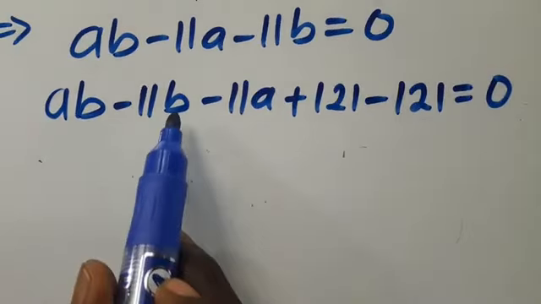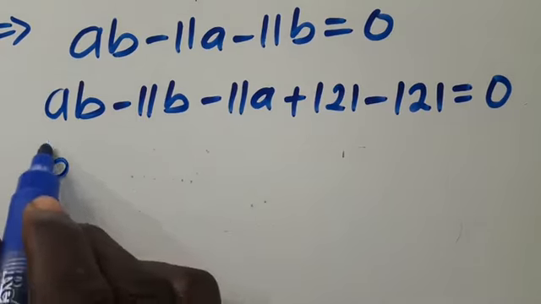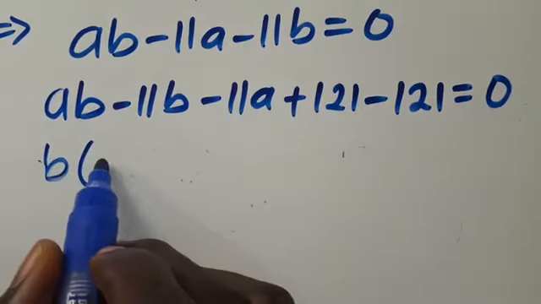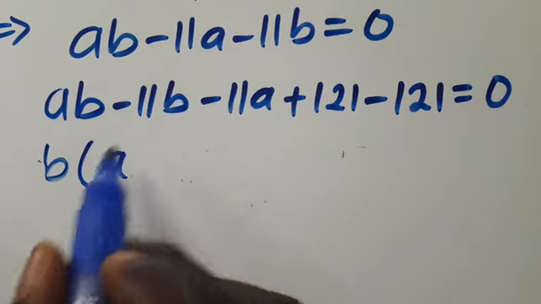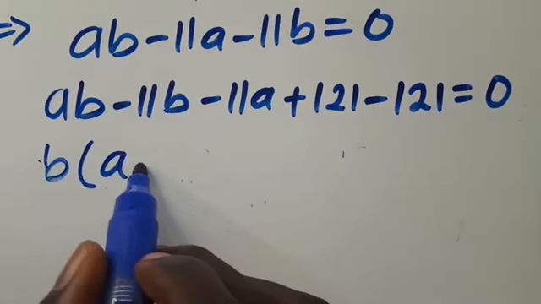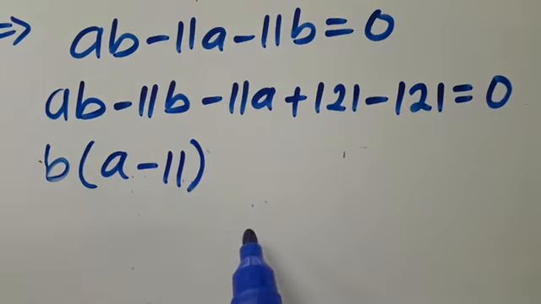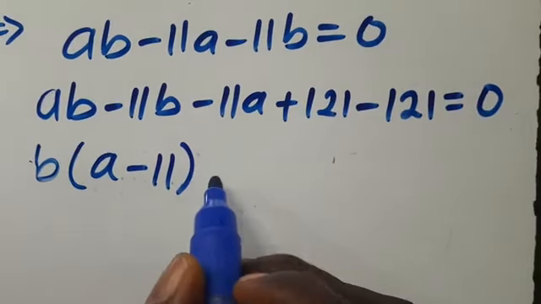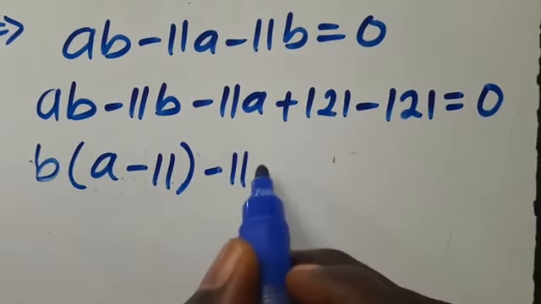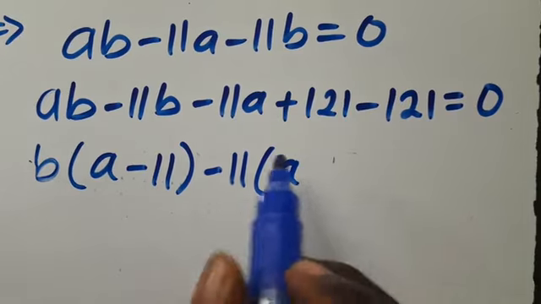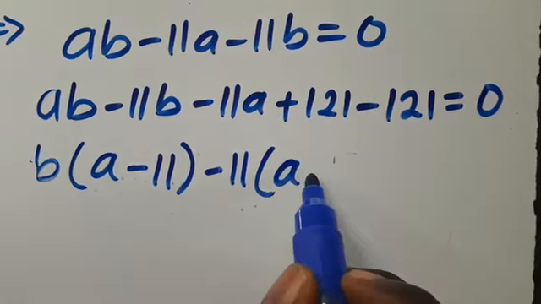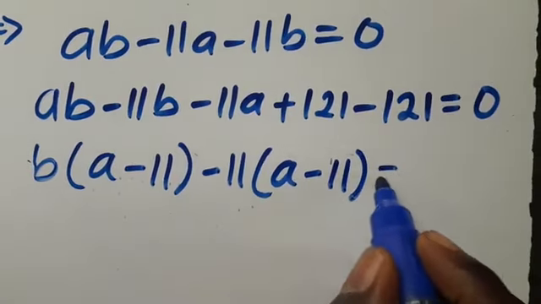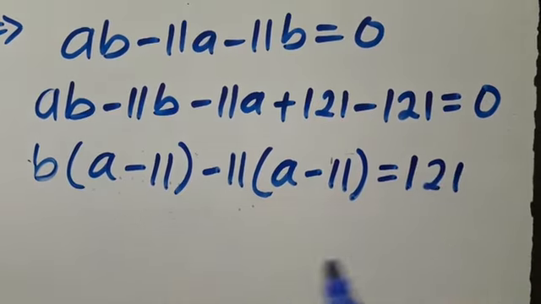Now from here, guys, b is common. We can factor this as b, open bracket, ab divided by b we have only a, and minus 11b divided by b we have minus 11. Then let's also take this and this together. We can factor minus 11 outside, so here will be a, and minus 11a divided by minus 11 gives a. Then let's take this one to the other side, we have 121.